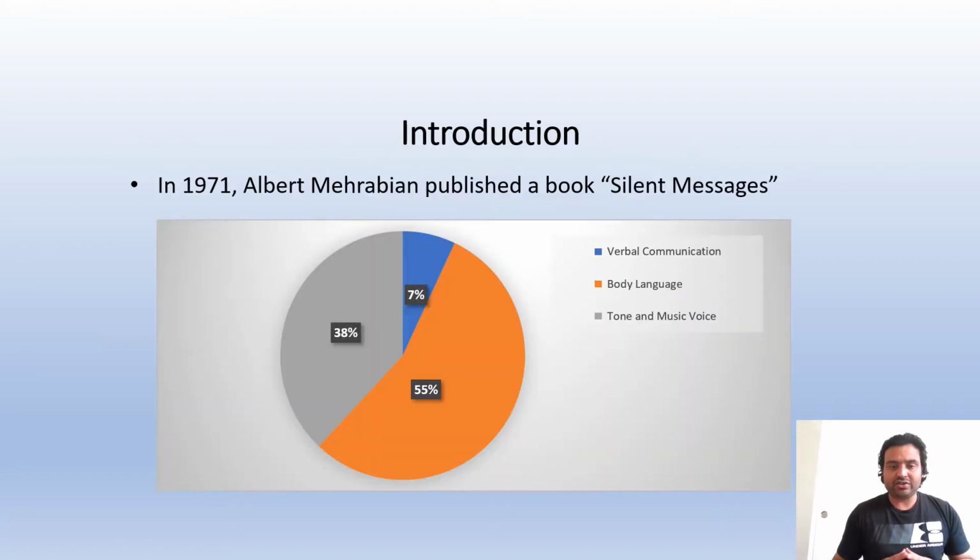Let's talk about the introduction. In 1971, Albert Mehrabian published a book called Silent Messages, where he shows that only 7% is verbal communication and the rest, 93%, is non-verbal communication, which also shows us how important non-verbal communication is in our social communication.